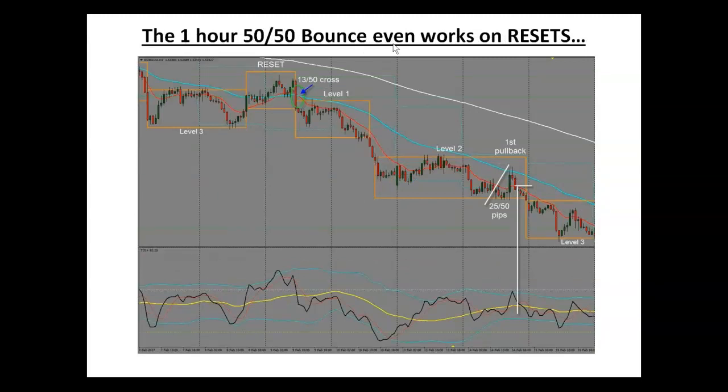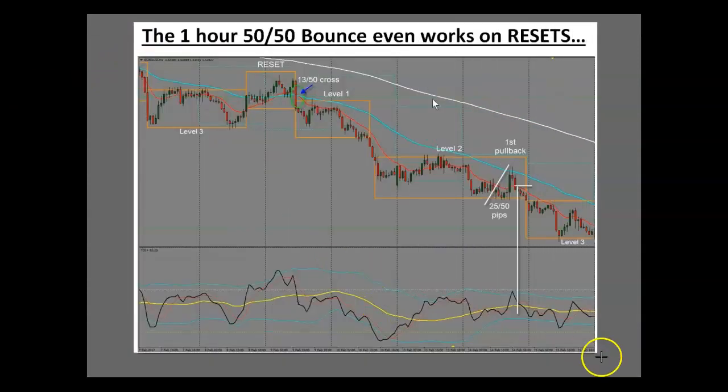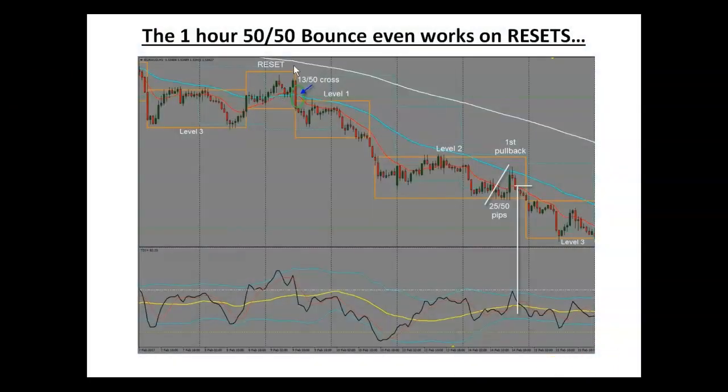All right, so the 1 hour 50-50 bounce even works on resets. What do I mean by that? A reset. Okay, it bounced off the water. I don't like them. I like the reset of the Mayo. But anyway, it doesn't matter. You still have your 1350 cross.